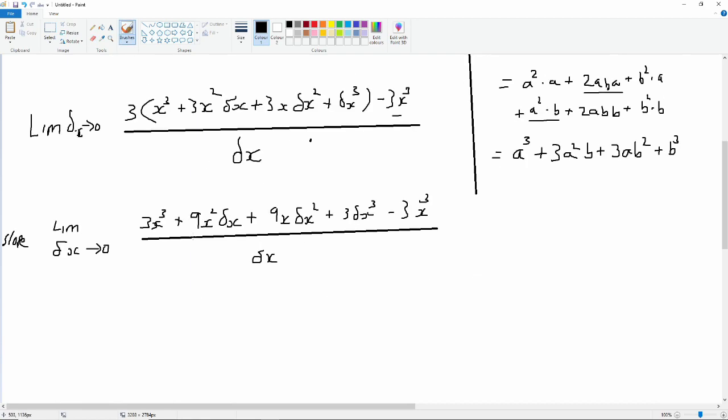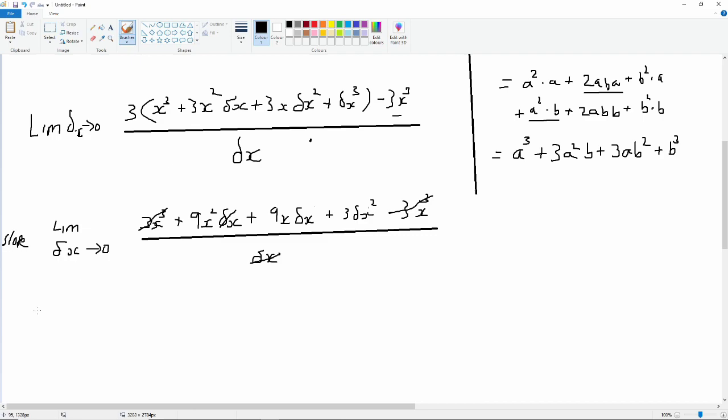Right then, so I think the first thing we can do is take this 3x cubed here and cancel that with this minus 3x cubed here. And then we can divide everything by delta x, because we remember delta x is not 0, but it's the limit as delta x approaches 0. So we can get rid of that delta x there, and that delta x squared will just become normal delta x, and that delta x cubed will become delta x squared.